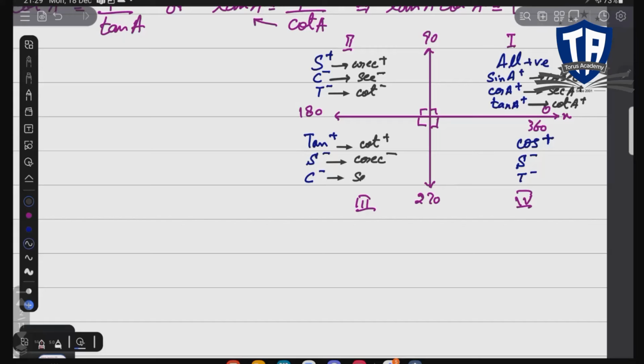The reciprocal of cos is secant, so secant will also give you a negative answer. If cos is positive in the fourth quadrant, then secant is also positive in the fourth quadrant. As sine is negative, its reciprocal, cosecant, will also give you a negative answer. The reciprocal of tan is cot, so cot will also give you a negative answer.